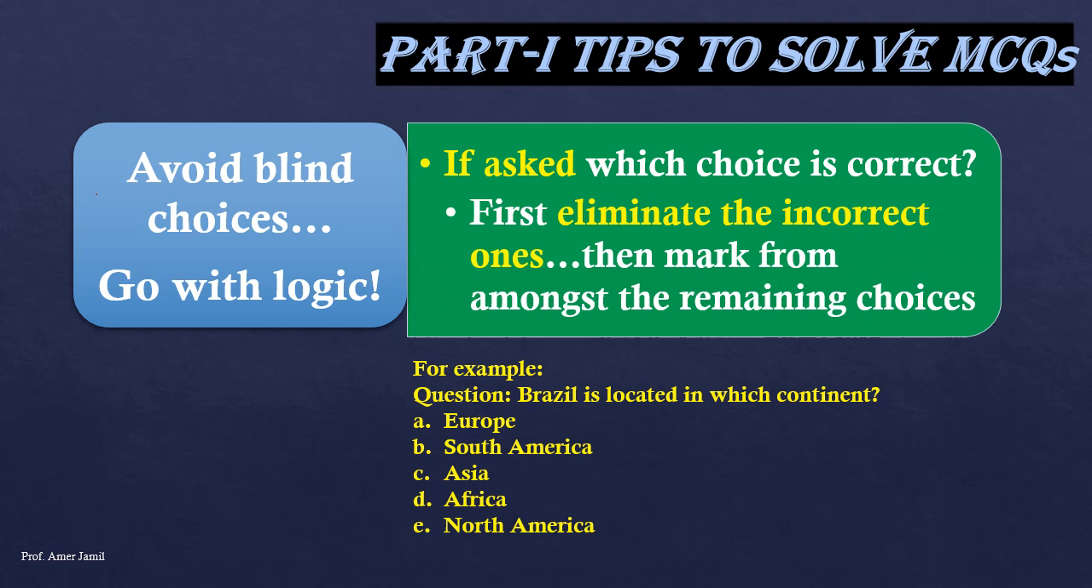If the question asks which choice is correct, you should first eliminate the incorrect ones. For example, if it is asked, Brazil is located in which continent, and you are not sure, but you are sure that Brazil is not located in Europe, nor in Asia, nor in Africa, then you are left with two choices. After eliminating three choices, you can go with either of these two rather than giving a random answer from all of them.